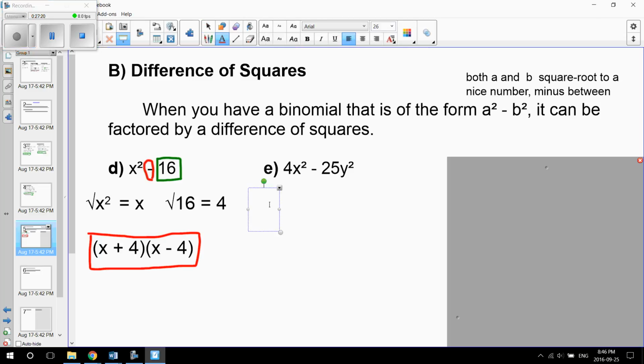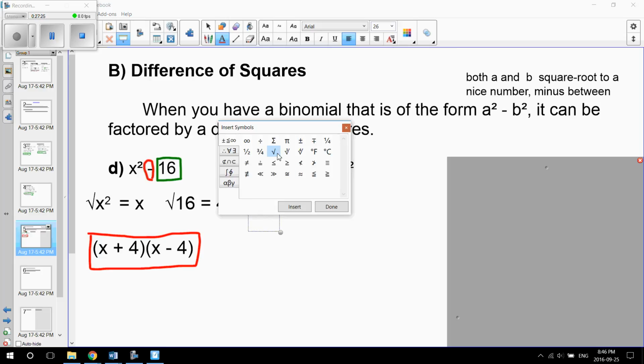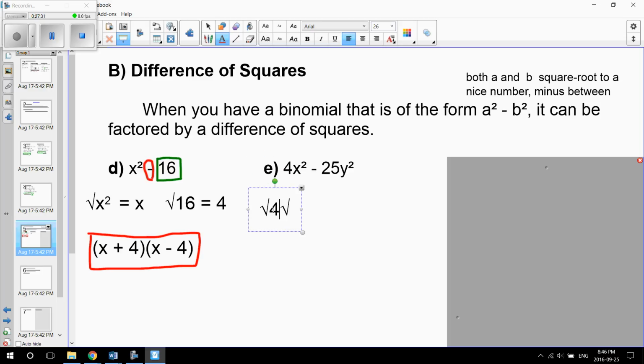So again, we're just going to check to see if both of those terms are square rootable nicely. So we're going to square root 4x squared. So the square root of 4x squared, can someone tell me what that value is? Hopefully someone said 2x.